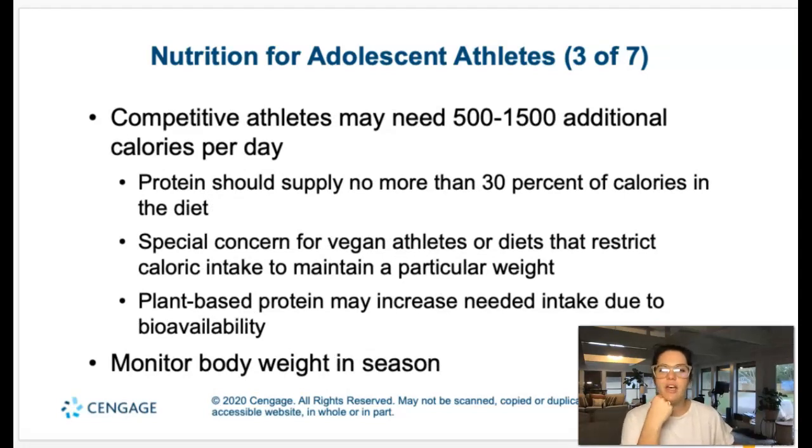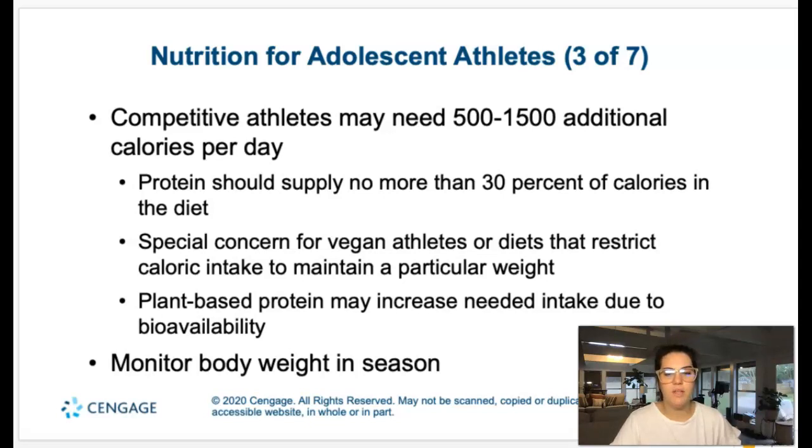A good rule of thumb is that competitive athletes may need anywhere from 500 to 1,500 extra calories per day. Athletes tend to think that protein is the major macronutrient for them, but really athletes don't need an excessive amount of protein compared to a non-athlete. We want to make sure that protein isn't supplying more than 30% of calories from the diet, because we want to make room for carbohydrate, which is really the most important nutrient for athletes.